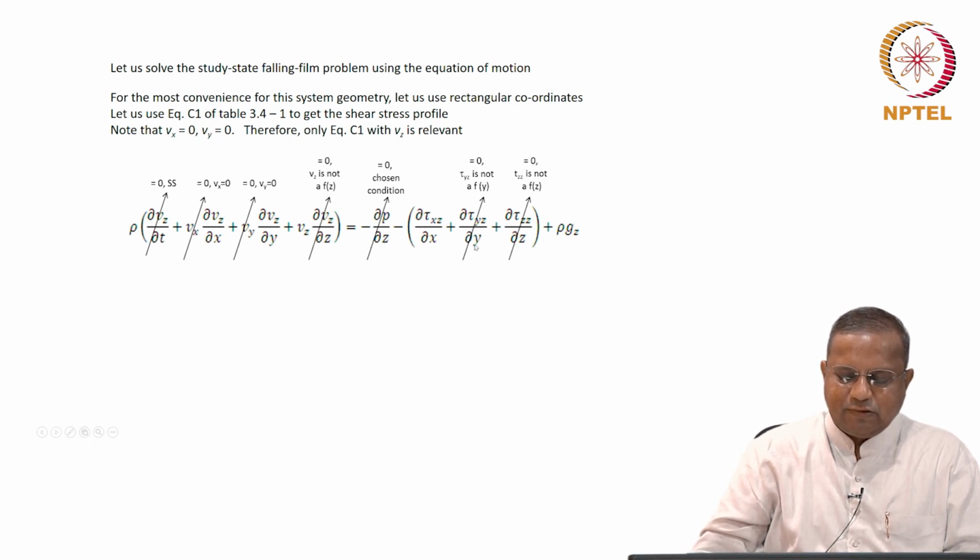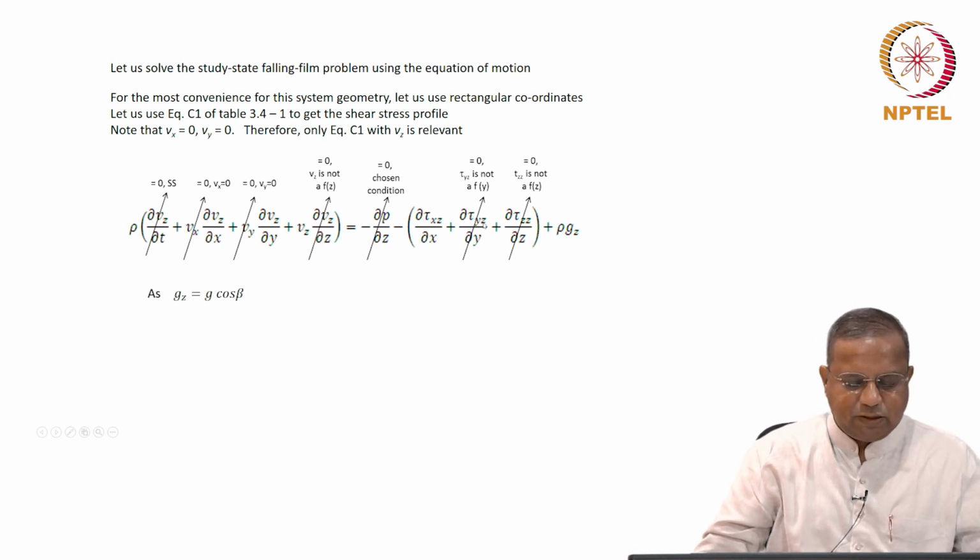Tau yx is not a function of y, therefore that goes to 0. Tau zz is not a function of z, therefore that term goes to 0. Plus rho gz remains. See here, do I have the details here?